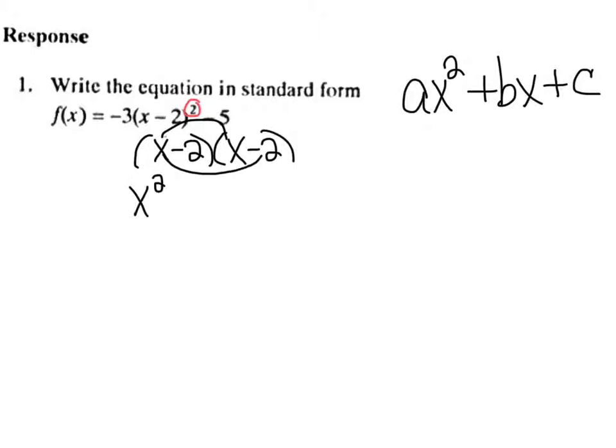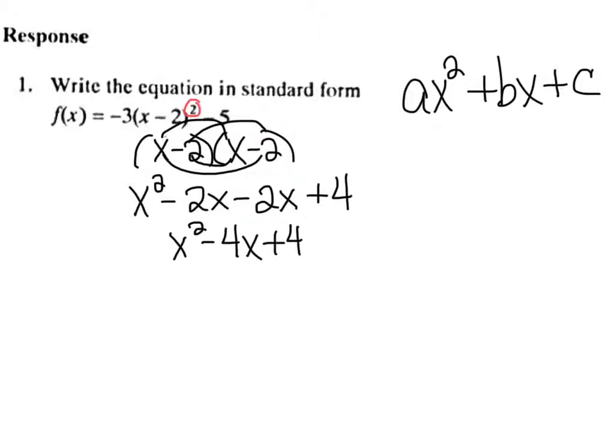and then x times negative 2, which is negative 2x, another negative 2 times x, and then negative 2 times negative 2, which turns into a positive 4. Looking for our like terms here, I can simplify this to x squared minus 4x plus 4. Well, now we had a negative 3 on the outside, so we're going to bring that down and distribute it. If there wasn't a number there, then we wouldn't have this extra step.